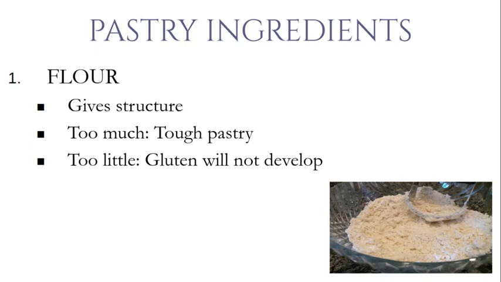So let's talk about pie dough ingredients. As a recap, flour. We know flour gives us structure, okay? If you incorporate too much flour into your pie crust, it's going to be very tough. If it's too little, gluten will not develop, but also your pie crust is just not going to have the right amount of structure and it's going to be crumbly and fall right apart, okay?